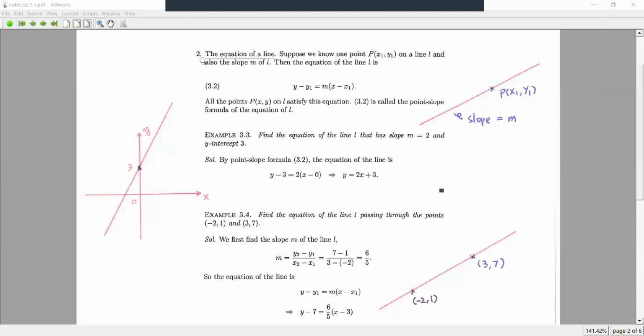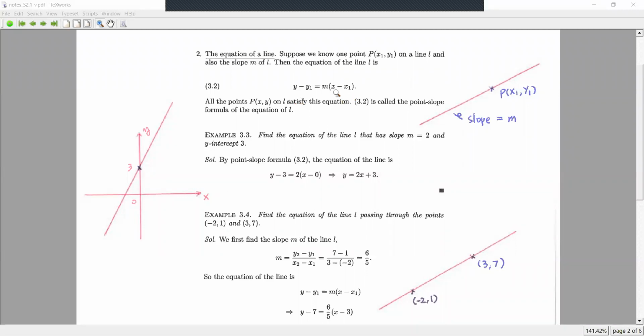Now, we turn to the equation formula of a line. Suppose we have a line, and suppose we know the slope of the line, and also we know one point on the line. Then the equation of this line is y minus y1 is equal to slope times parenthesis x minus x1 parenthesis.